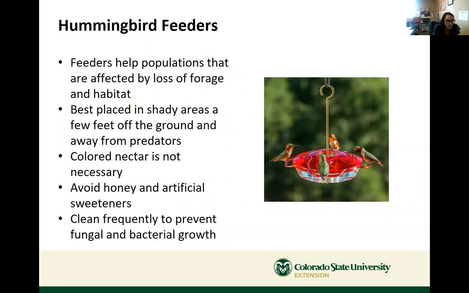Avoid honey, avoid artificial sweeteners, try to avoid the dye. Clean it frequently to prevent any kind of fungal or bacterial growth that could harm the birds.